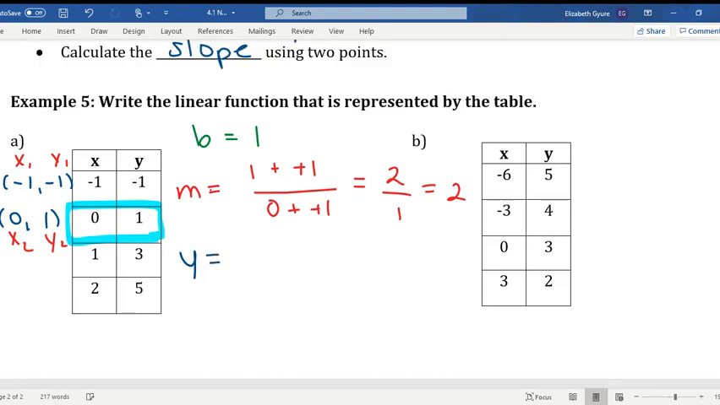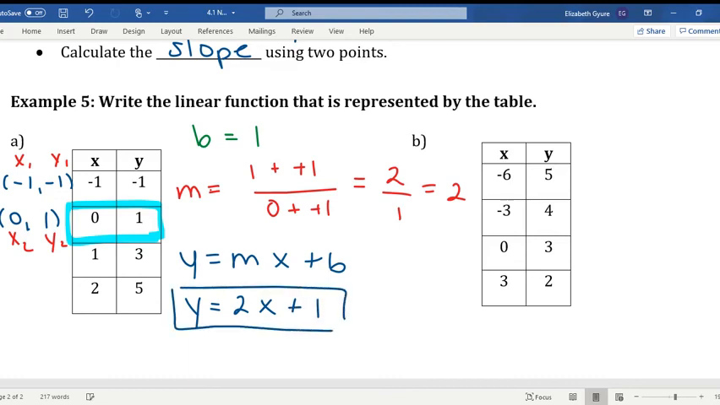So if I do my y equals mx plus b, I have everything I need now. What am I plugging in for m? 2 or 2 over 1. What letter do I put next to it? X, then what? Plus 1. Good.